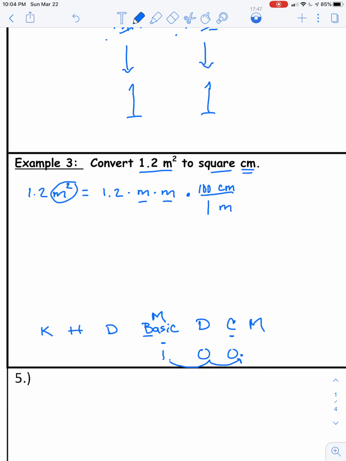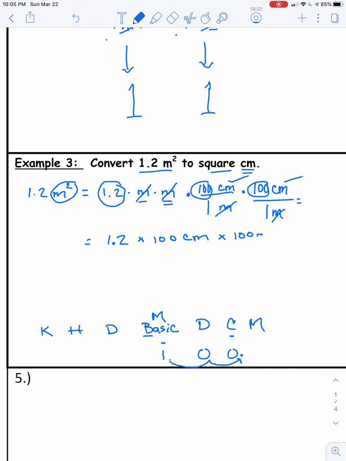Now, I can cross out 1 meter, but I have this other meter here, so I have to multiply it again. And now I can cross out the other meter, and I'm left with my centimeter measurements. So now I have 1.2 times 100 times 100 centimeters squared. So what is that going to give me? I'm going to write this out on the next line: 1.2 times 100 centimeters times 100 centimeters to get our answer here.